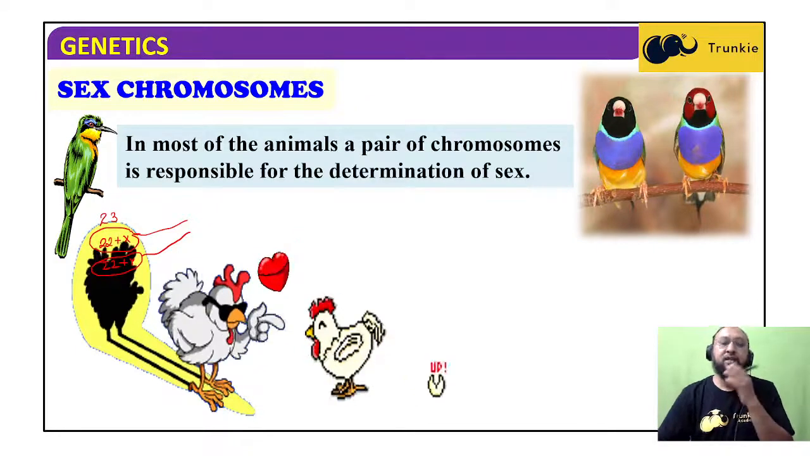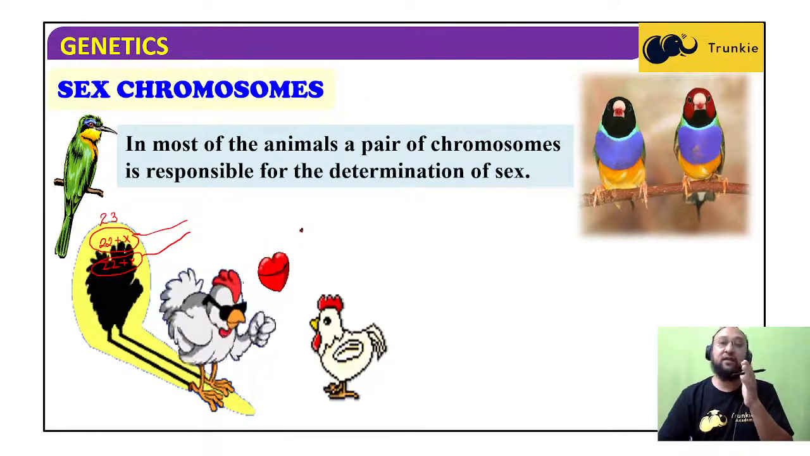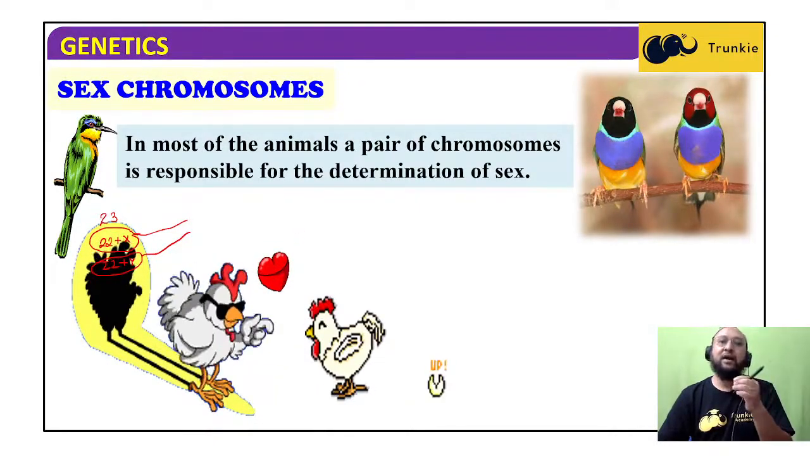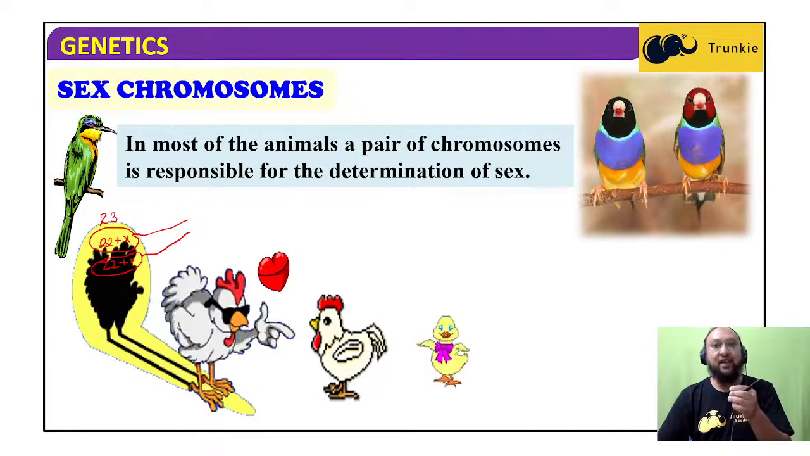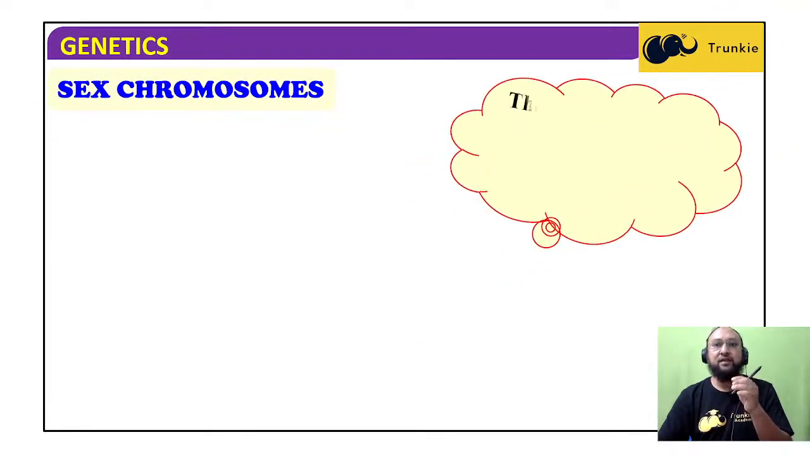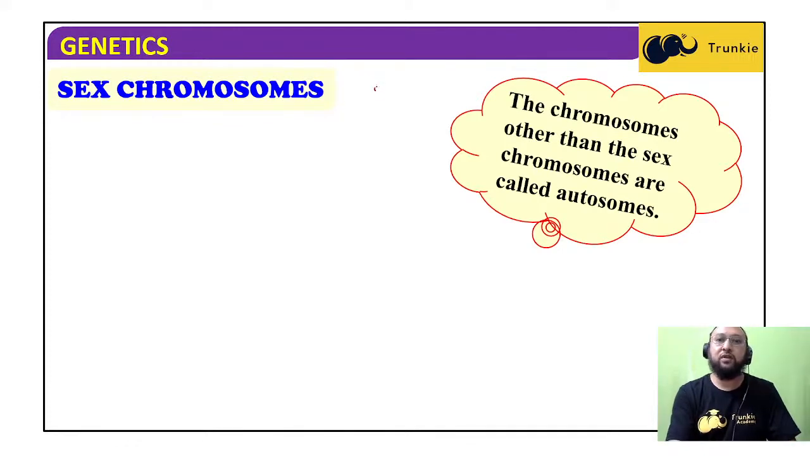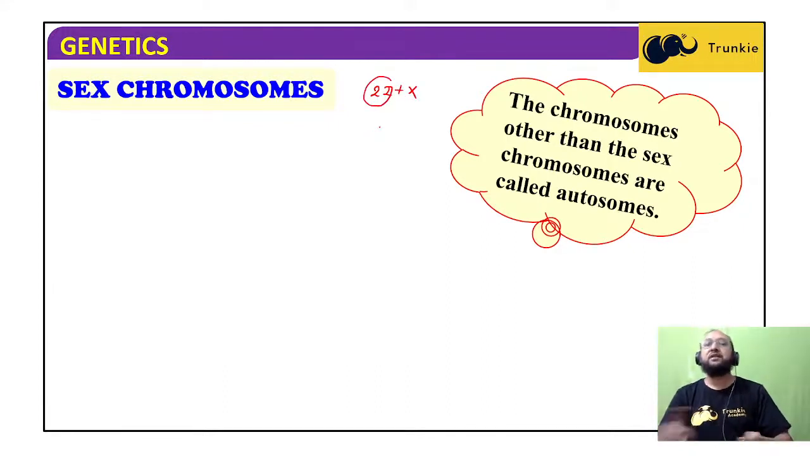In the case of a hen, there are male and female, and the female lays eggs. There is a different kind of mechanism in different organisms for determining sex. The chromosomes other than sex chromosomes are called autosomes. Like the 23 I told you, 22 plus X, so these 22 will be the autosomes, in the case of the 46 chromosomes.